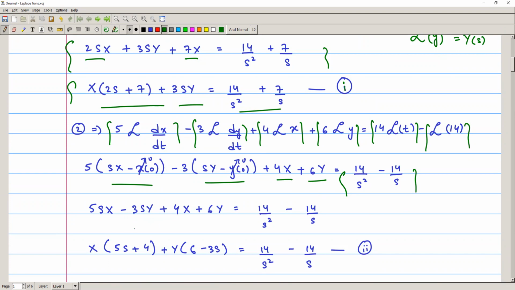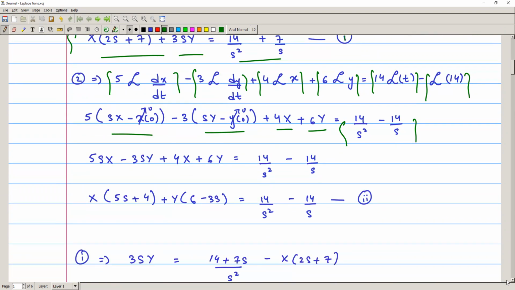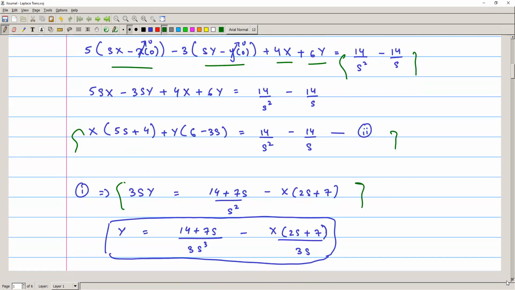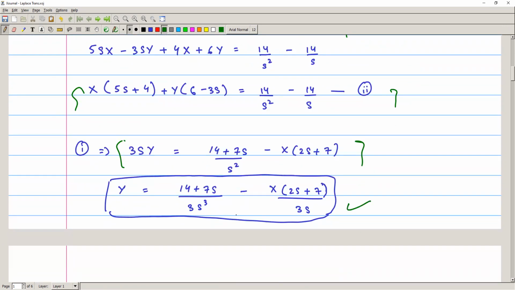So we will arrange the terms. We will take something common. We will simplify the equation, and the simplified form is 3sY is equal to (14 plus 7s) over s squared minus X times (2s plus 7), or we can write this in this way as well, right?